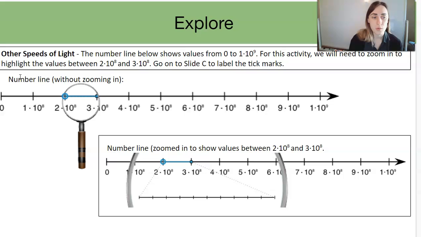So before we move forward, take a moment and connect what you're reading on slide B to what we read on slide A. Ask yourself, where did that 1 times 10 to the 9th come from? Does it match what I was thinking on slide A? Where did those numbers 2 times 10 to the 8th and 3 times 10 to the 8th come from in the previous slide? Make those connections, and then we'll look at how we can zoom in on the number line on slide C.